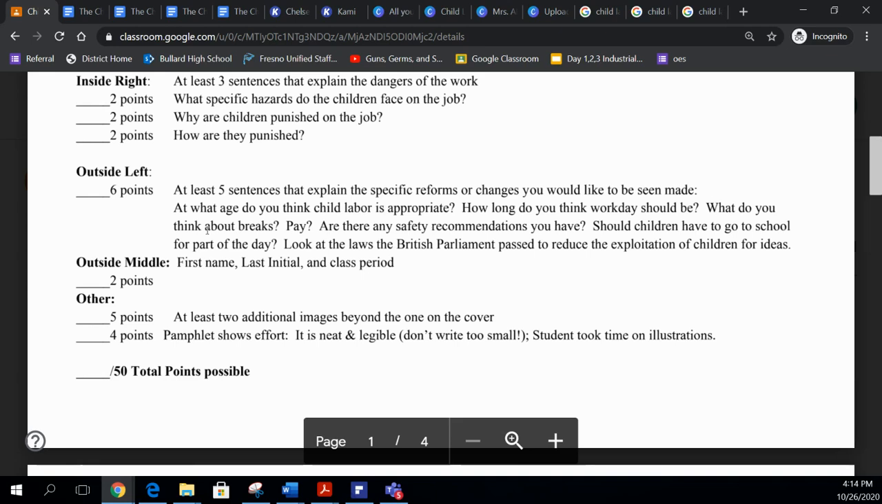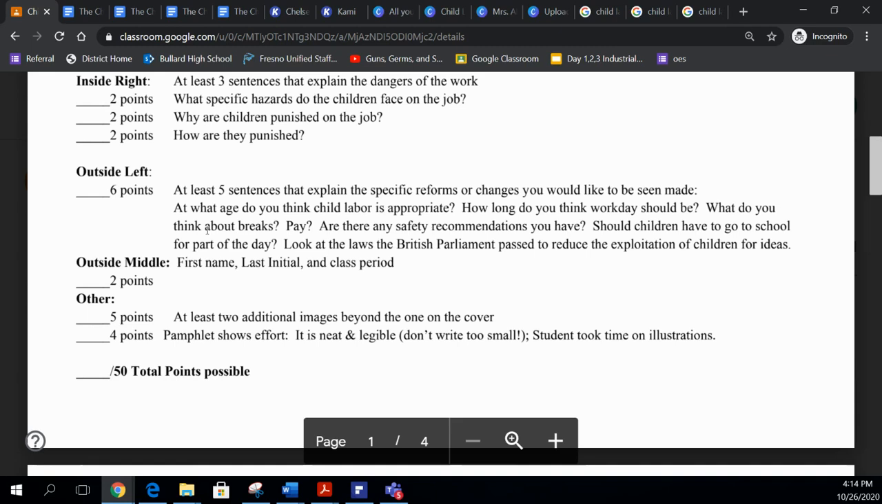So what age is appropriate? How long should they be working? Should they be working at all? What about breaks, pay? Are there things we should be doing to try to keep them safe? You know, maybe put a guardrail up or something like that. Should children have to go to school for part of the day, or should they be allowed to work all day long?